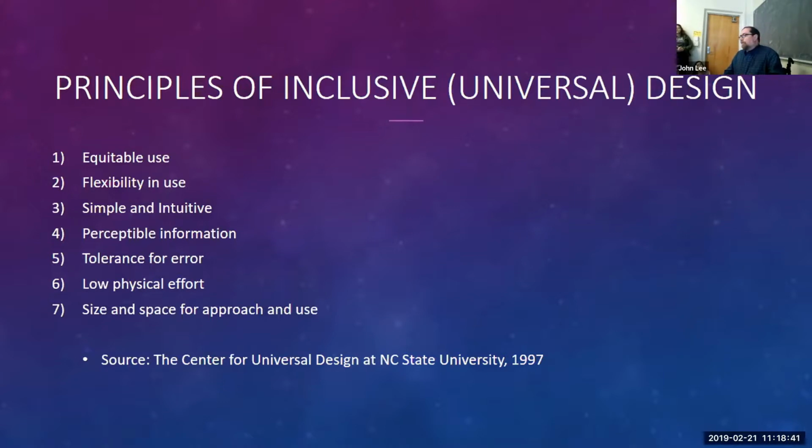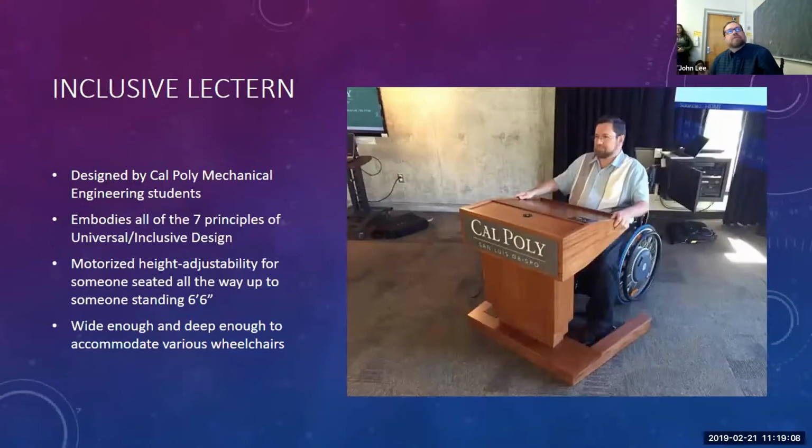Low physical effort: opening doors, right? Moving up hills or getting into a building if there's a ramp. Size and space for approach and use: getting through a classroom, those kinds of things. And equitable use, a perfect example of that is those automatic doors. Everybody benefits. When you're going to a grocery store with tons of groceries, you don't want to be pushing a door open, right? So that's a great example of equitable use.